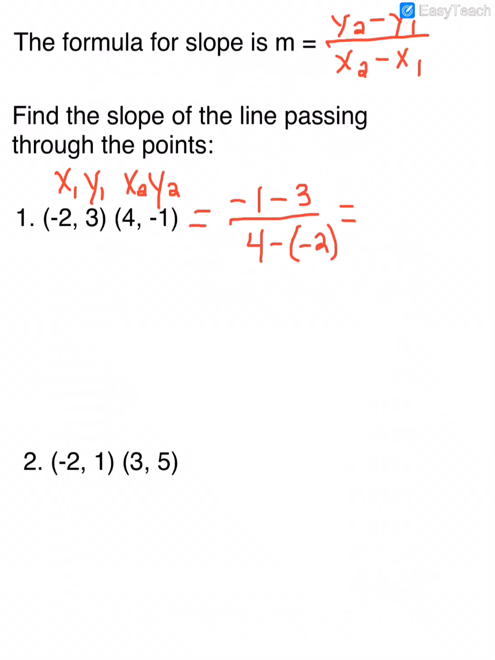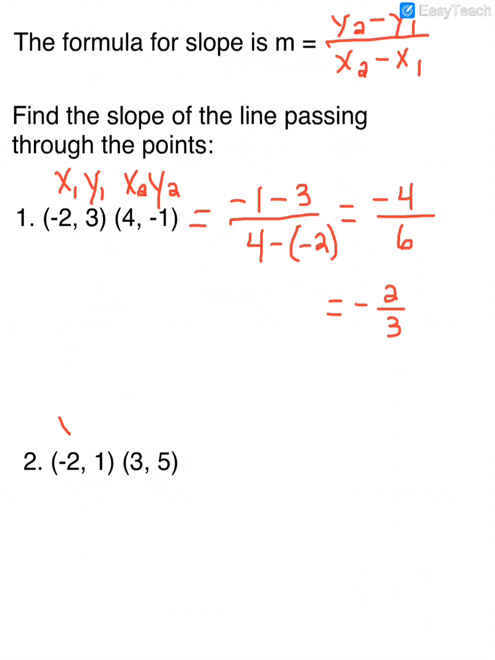So if I work this out, negative 1 minus 3 would be negative 4. And 4 minus a negative 2, that would be the same as 4 plus 2, so that would be 6. And then always reduce your fractions. So this would reduce to negative 2 over 3 for my slope. Okay, let's look at number 2.